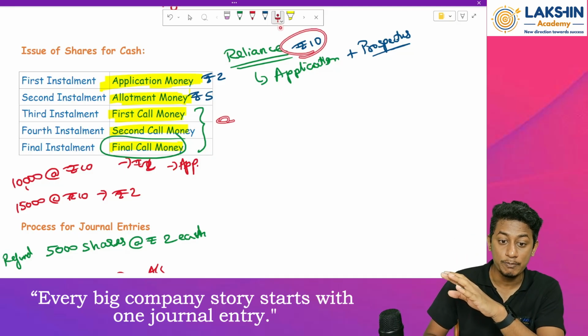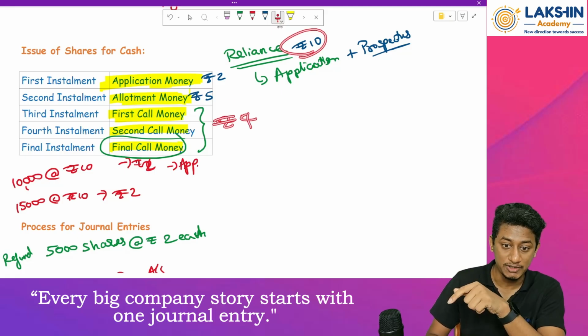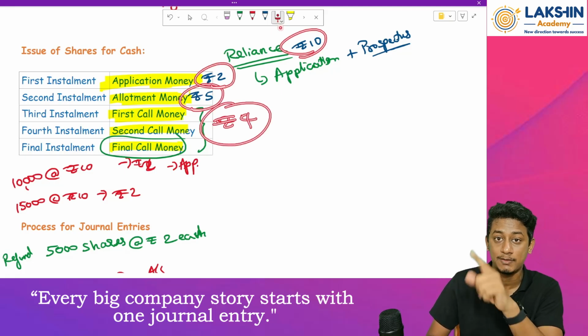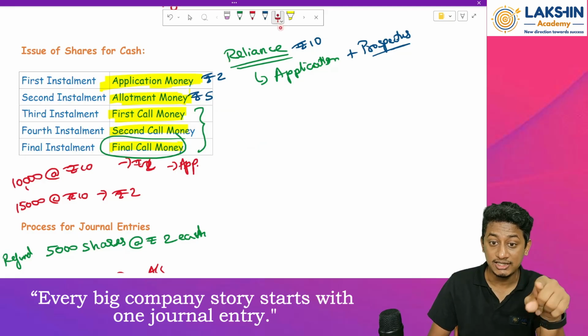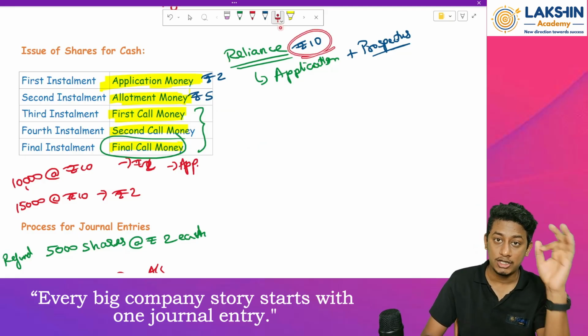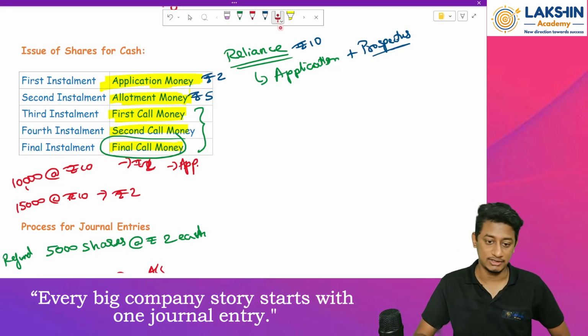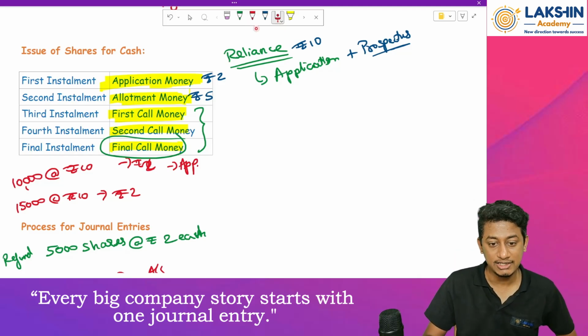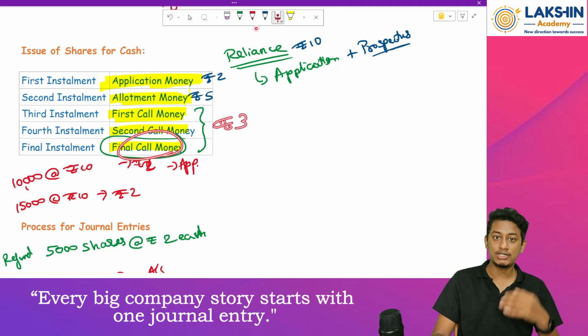It cannot say I will call rupees 4. No, because if it calls rupees 4, 4 rupees plus 5 rupees plus 2 rupees will be 11 rupees. But how much is the company's prospectus mentioning the value of the shares will be? Rupees 10. Company can call only rupees 10. Clear? Yes, okay. So now let us say the company is calling rupees 3 on a final call. Okay. How will the journal entry vary?